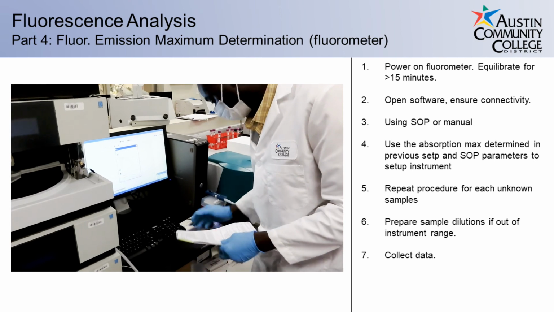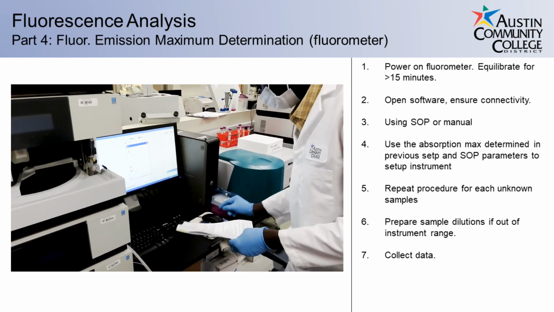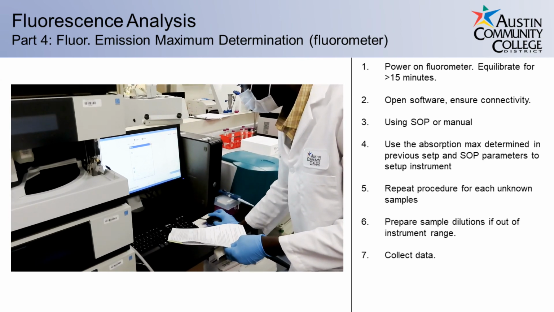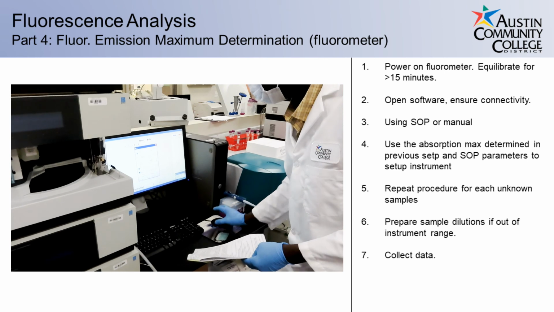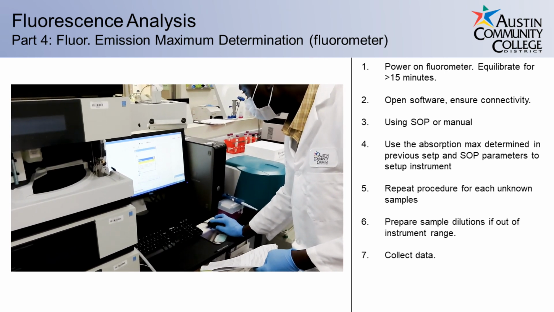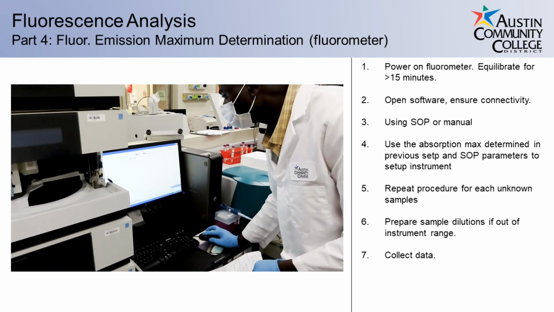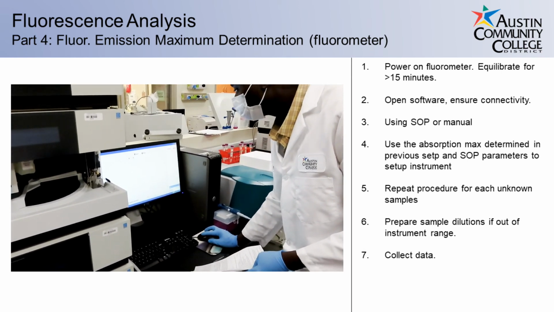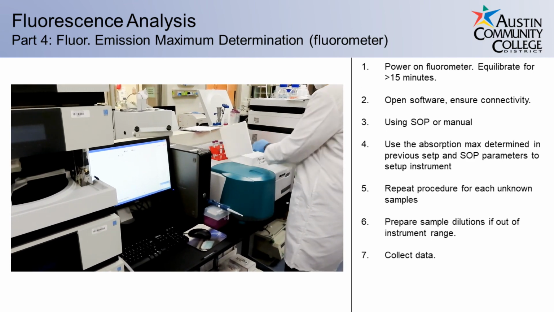For each unique fluorescent molecule, use the wavelength at which absorption maximum was determined using the spectrophotometer in Part 3. Excitation at this wavelength will provide the largest emission response. The instrument will produce an emission spectrum from which you can determine the wavelength at maximum fluorescence emission. The absorbance and emission maxima, coupled with the readings of your standards, will provide qualitative and quantitative data.